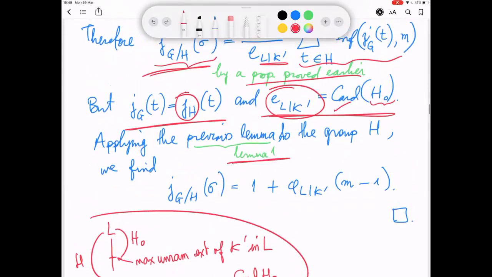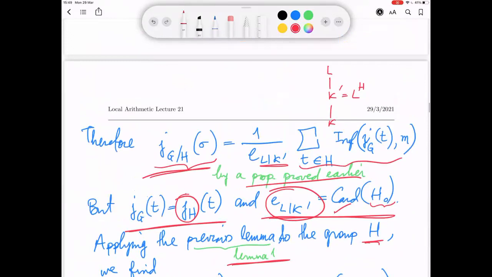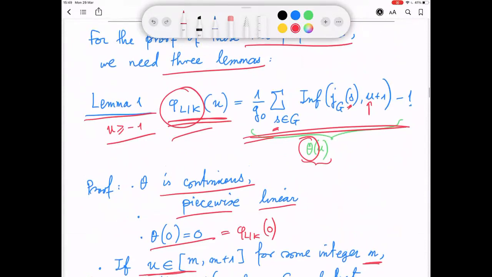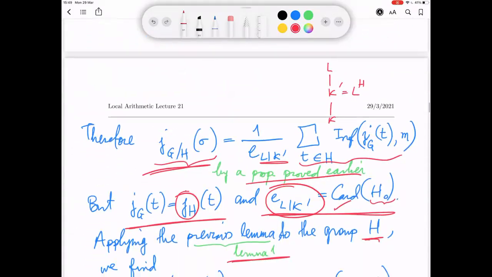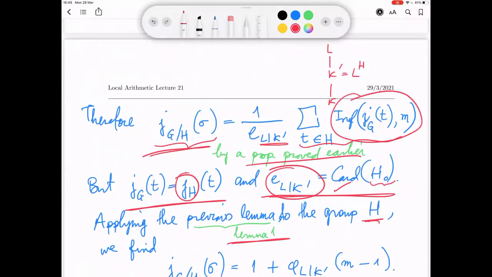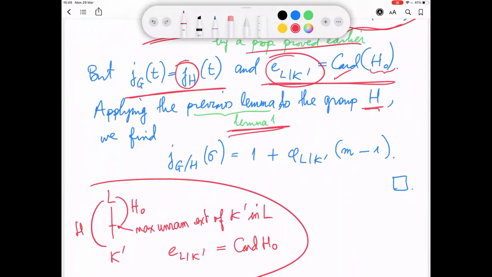So now you apply lemma 1, which I just proved, to this group H, not to the group G, but to the group H. What was lemma 1? Lemma 1 said that it made some statement about these things, right? And that is what is occurring here. Okay, so you apply lemma 1 and you'll get what you want. Okay, so that proves lemma 2.